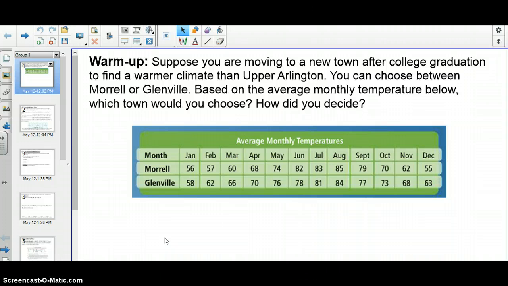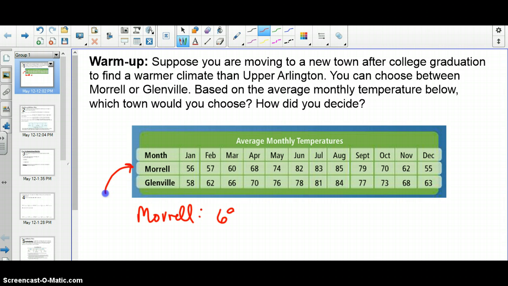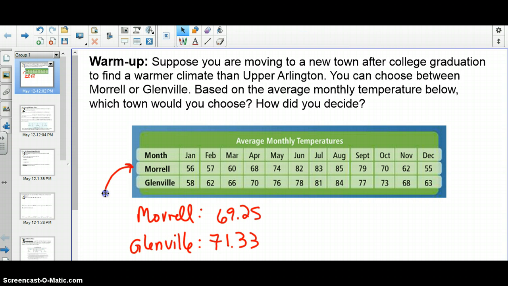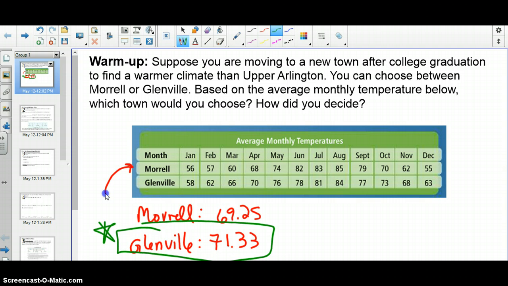Stop the video. I'm going to put the average temperatures up on the video so that you can check after you do the problem. Okay, so based on these averages, if it were me, I would pick to live in the town that was just a little bit warmer.